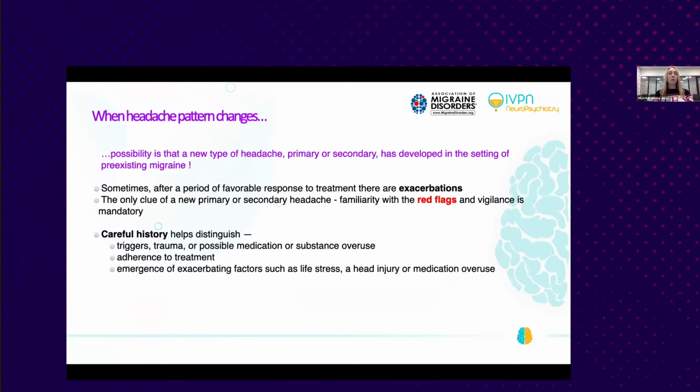So what should we do when migraine becomes a little bit different? Well, there is a possibility that the migraine patterns have changed despite the fact that migraine has been stable for a while. Maybe it's because you have become less responsive to the medication or something new has happened. What should you think of? You should be familiar with the concept of red flags. And that's how you can actually, by using a careful history, distinguish some other important conditions that are also existing.